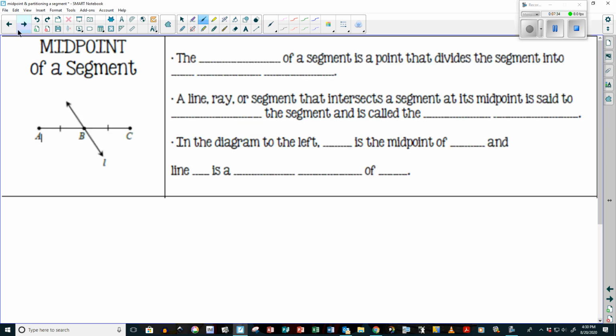All right, so now, if we are talking about a midpoint of a segment, what exactly is happening? Okay, so the midpoint of a segment is a point that divides the segment into 2 equal parts. Okay, and it is noted with these little tick marks. Since they have matching tick marks, that means they are the same length. So a line, ray, or segment that intersects a segment at its midpoint, okay, so B is our midpoint here, is said to bisect. Bisect means to cut in half, 2 equal pieces. The segment, and this is called a segment bisector.